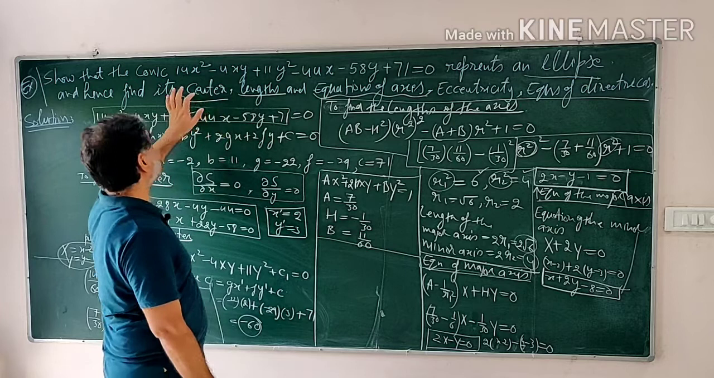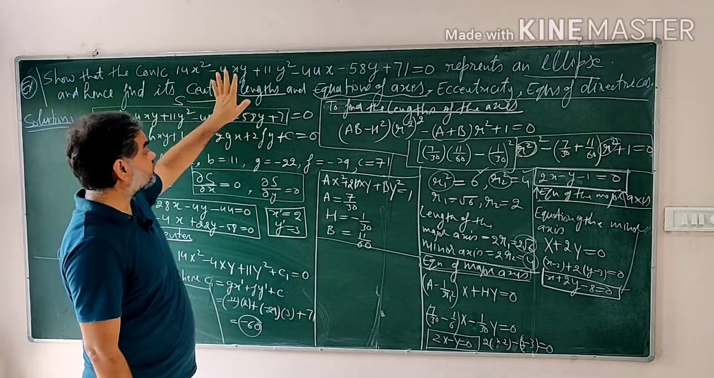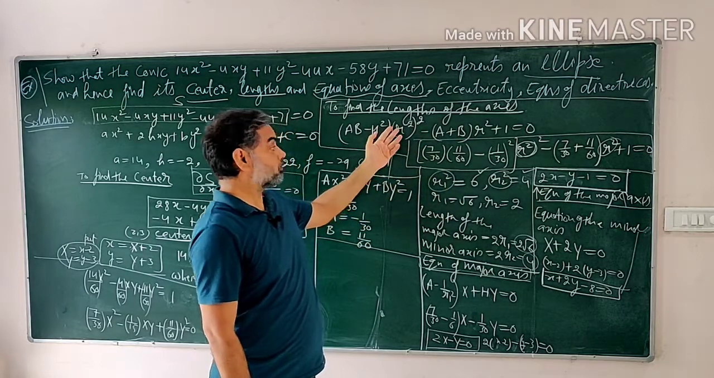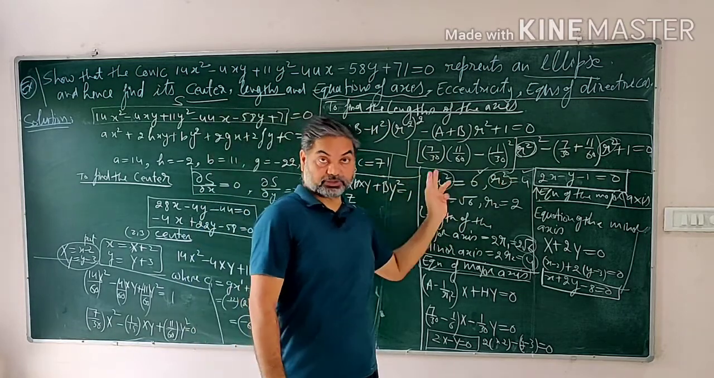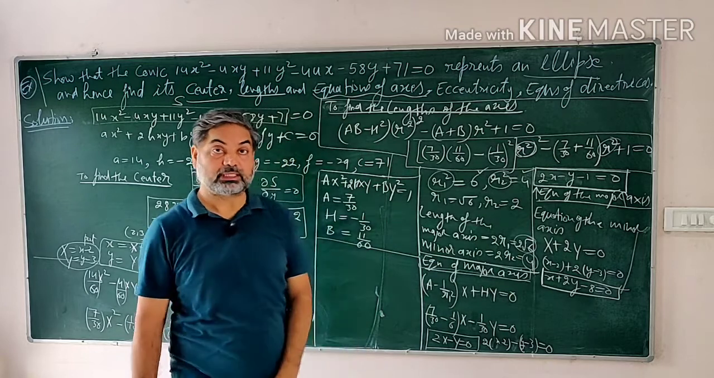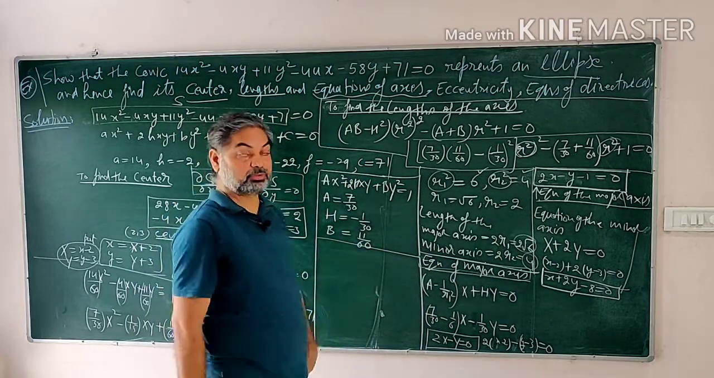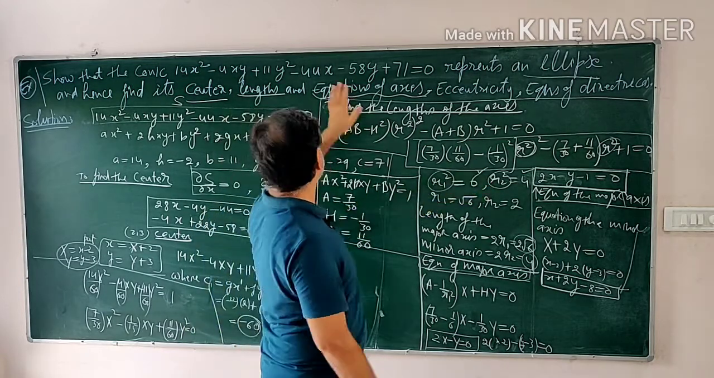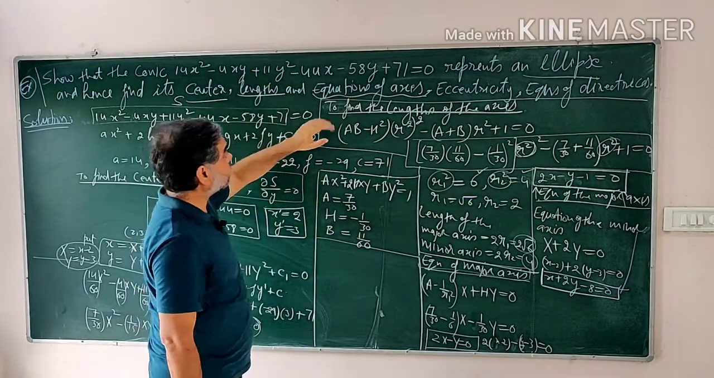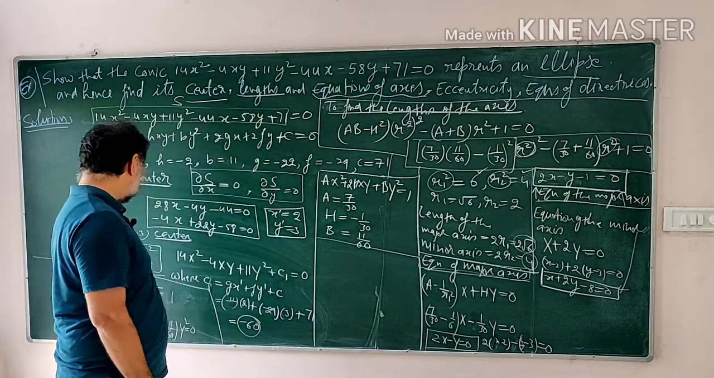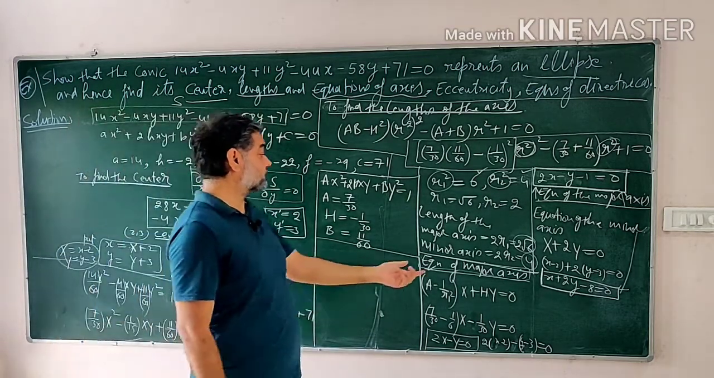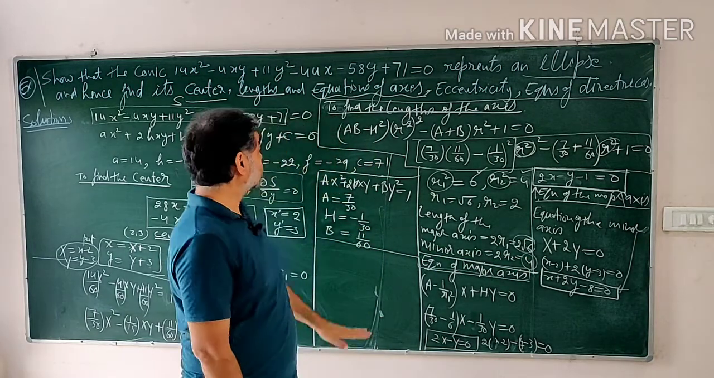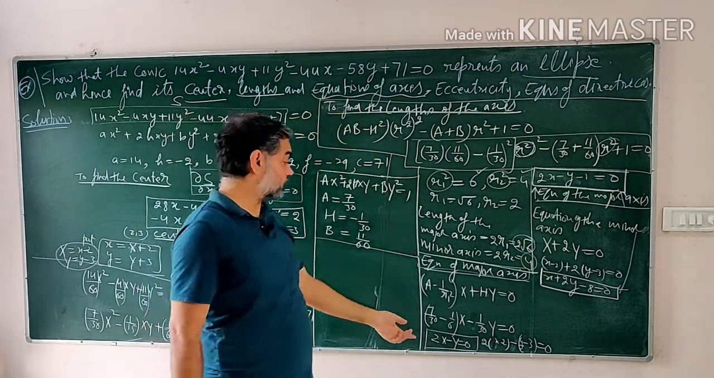So we have found the center of the conic. We have found that this conic represents an ellipse because both roots of this equation are positive. If both the roots are positive, then the conic is an ellipse. If one root is positive and the other root is negative, then the conic is a hyperbola. So this is an ellipse, and we have also found the lengths of the axes: the length of the major axis is 2 root 6 and the length of the minor axis is 4. And we have found the equations of the major axis and minor axis.